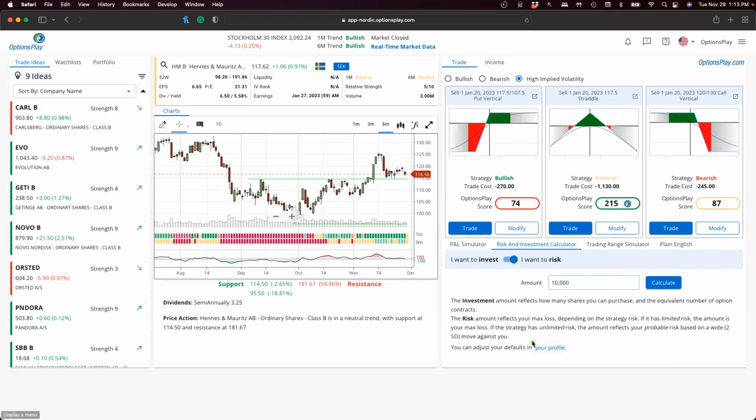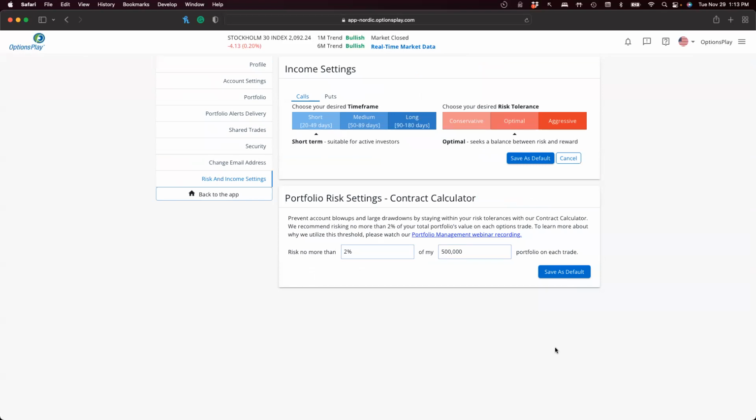And in the risk and investment calculator, you will see a button here at the bottom that allows you to adjust your defaults. So I suggest that you click on your portfolio and adjust the size of your portfolio. Now, what our portfolio calculator will always do is calculate 2% of the total portfolio value you have.